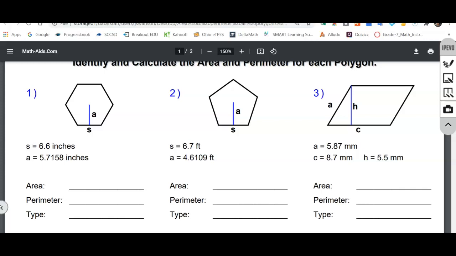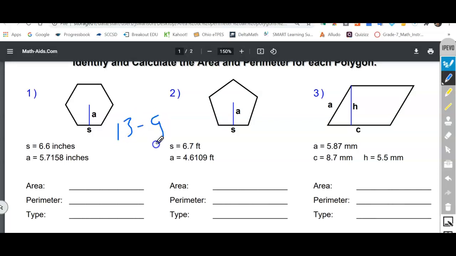5 sides would be a pentagon. 7 sides is a heptagon. 8 sides, octagon. 9 sides is a nonagon. 10 sides is a decagon. And then after that, if it's 13 sides, we would just say 13-gon. Okay?